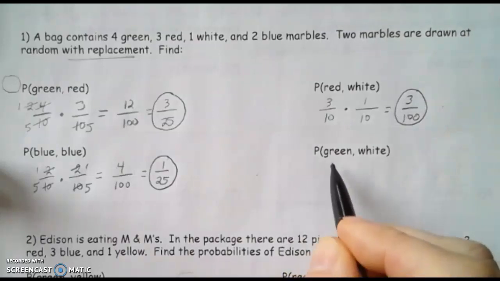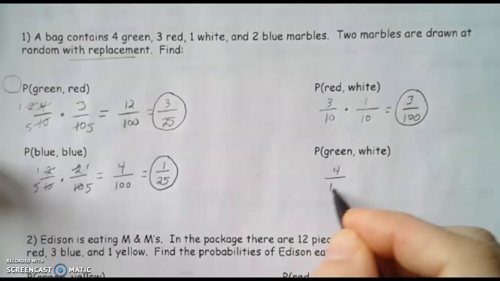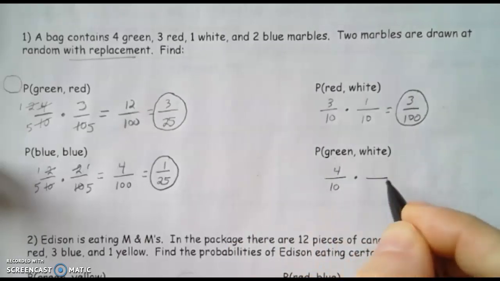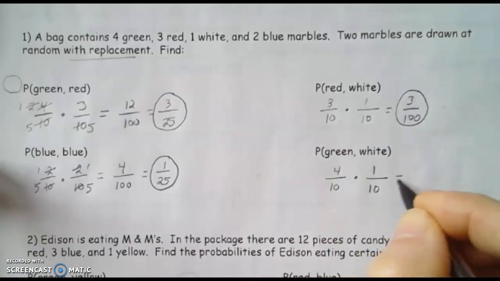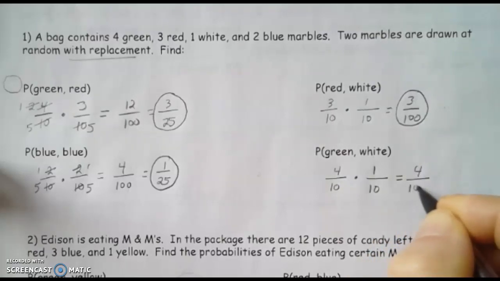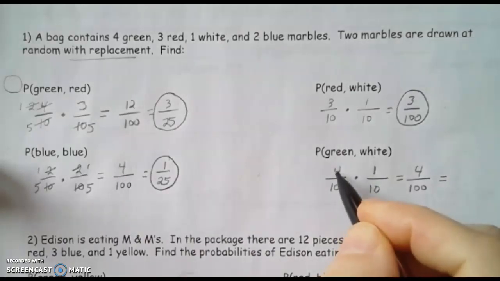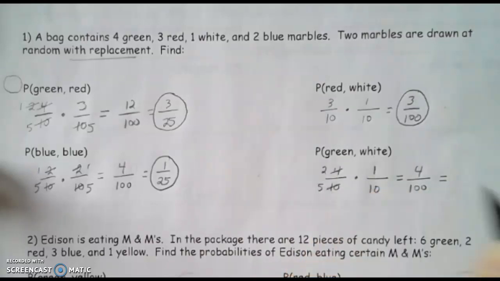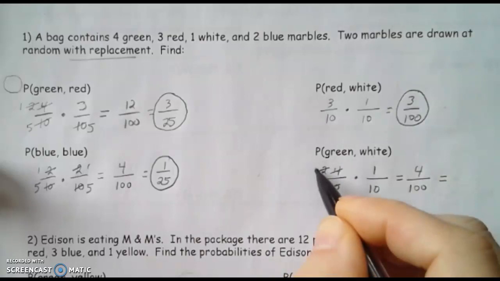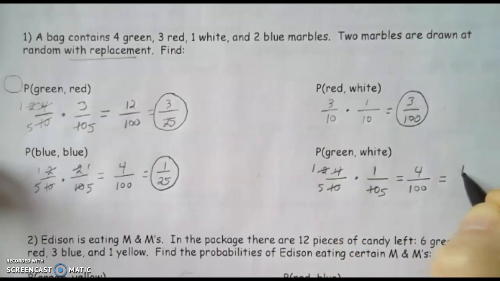If I wanted a green marble followed by a white marble, to get a green marble, that's a probability of 4 out of 10. And to get the white marble, that's going to be a probability of 1 out of 10. And that's going to make our compound probability 4 out of 100. And again, we can simplify. The 4 and the 10 have a common factor of 2. That would become 2/5. This 2 and this 10 have a common factor of 2. That would become a 1, and that would become a 5, making our final probability 1 out of 25.